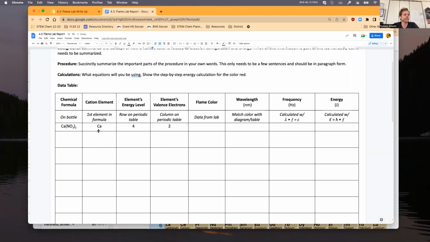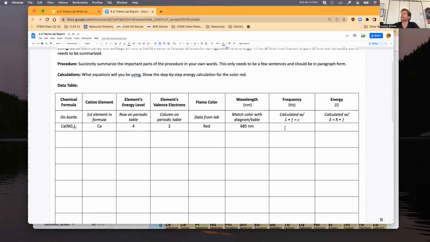All right. Now what I'm going to do is I'm going to look at the flame color that I wrote down from the lab, okay, from your lab sheet. And for Ca, I'm going to say it was red. Maybe you got something different. That's fine. Then you need to find out, okay, if it was red, what wavelength does that correspond to? And in this case, it's 685 nanometers. So this is all kind of work from just the lab day.